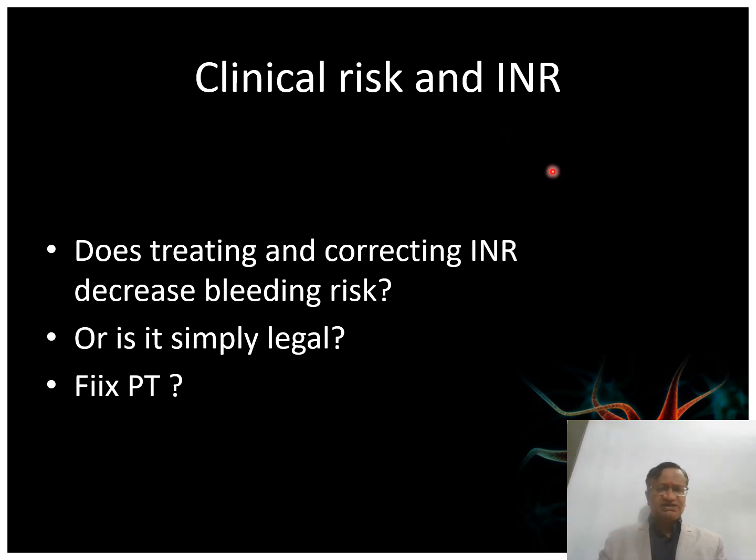Clinical risk on INR. Yes, okay, INR is increased. Does everyone bleed? INR is increased to 1.8. Does correcting INR fix the problem? INR is one thing, fixed INR is a different thing.